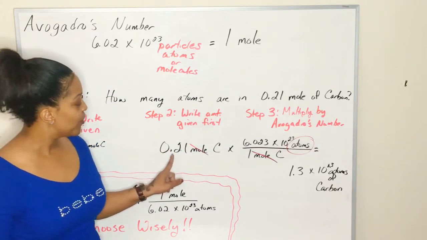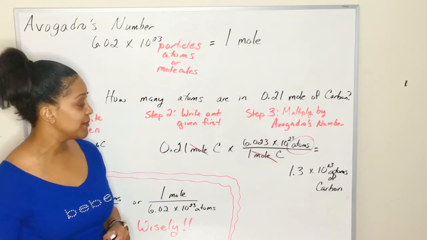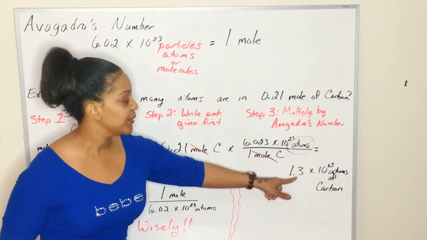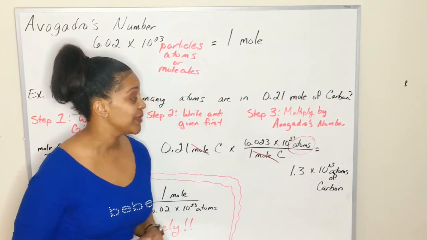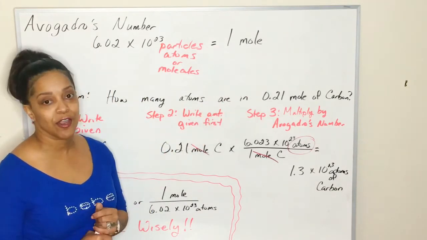So when I multiply 0.21 times 6.02 times 10 to the 23rd atoms, my answer is 1.3 times 10 to the 23 atoms of carbon for every 0.21 moles of carbon.